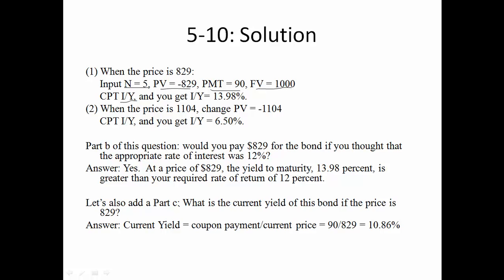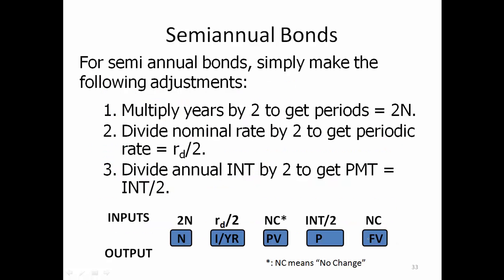Let's also add a part C, which is not in your book. What is the current yield of the bond if the price is $829? We can calculate the current yield as the coupon payment amount divided by the current price. So that's 90 divided by 829. So that's 10.86%. So again, current yield measures the return from coupon payment, but this is not a comprehensive measure of the annual return from the bond investment because it does not account for the potential increase or decrease in the bond price.